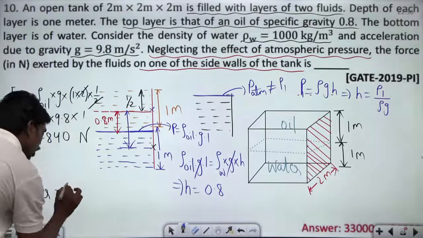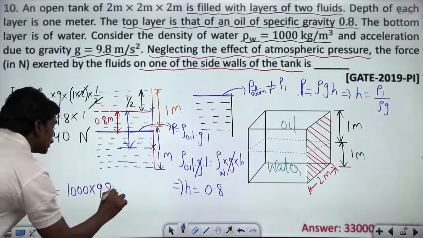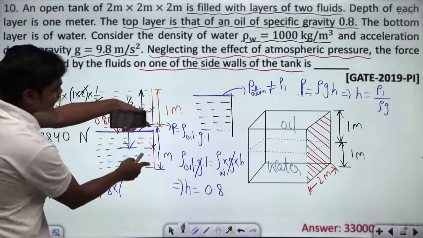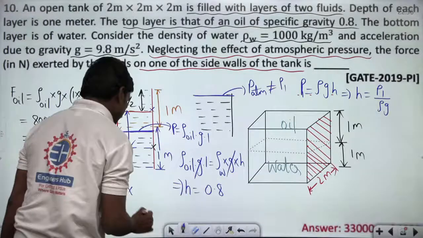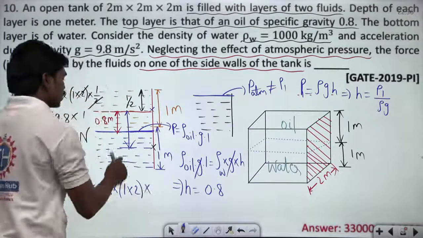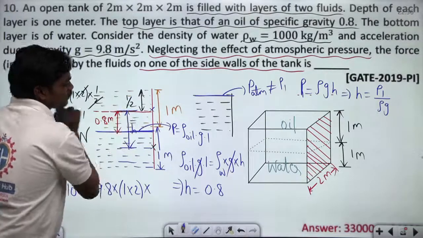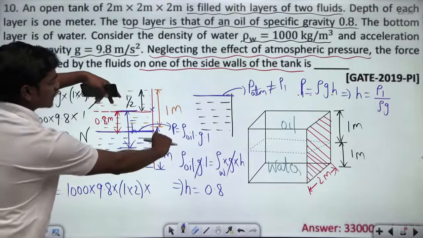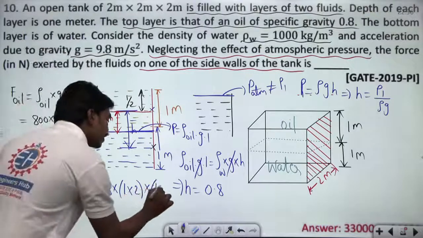So density of water, which is 10 cube or 1000, into g, which is 9.8, into the area of the plate which is in actual contact with water. So 1 into the width of the plate into the plane, which is 2 meters, into the h bar measured from the assumed free surface of the water. Look, this is 0.8 meters and this height is 0.5. So 0.8 plus 0.5, total you have 1.3.